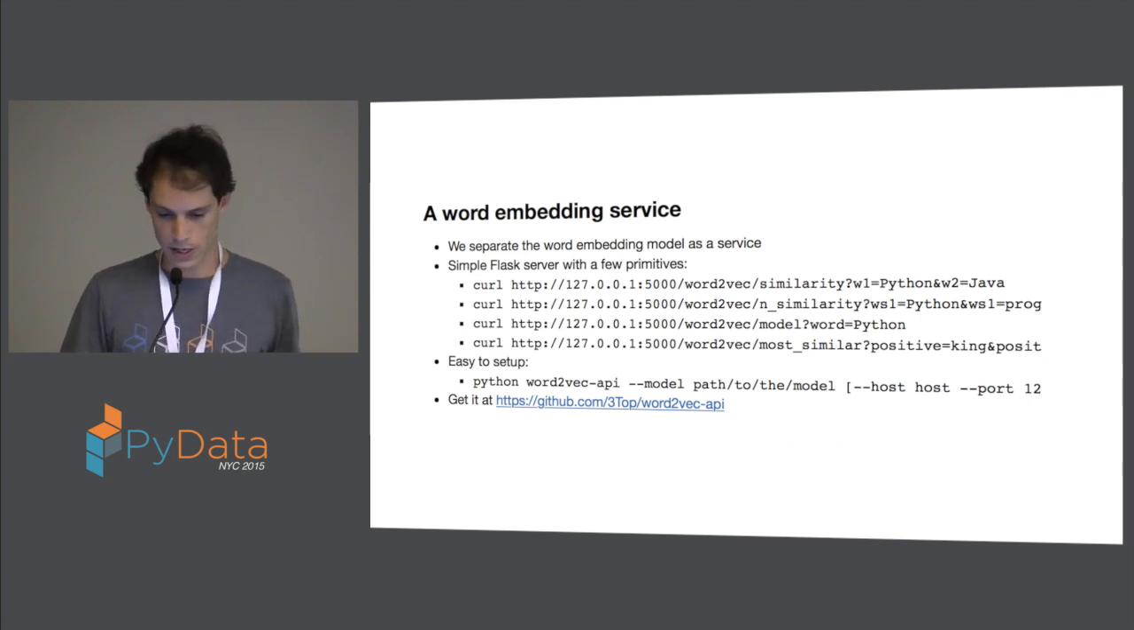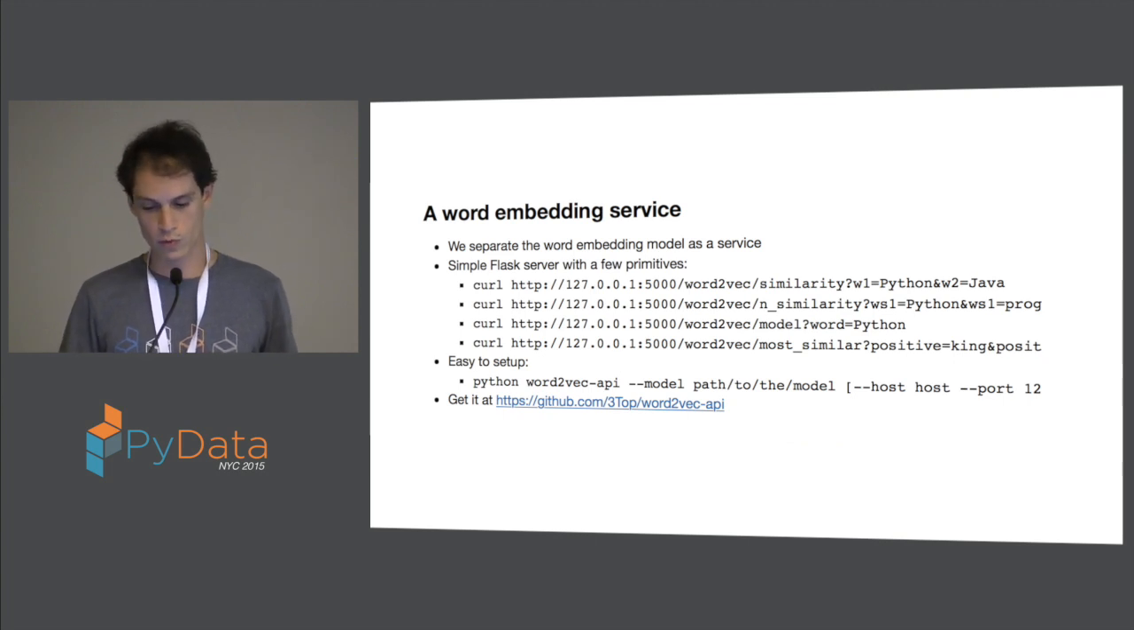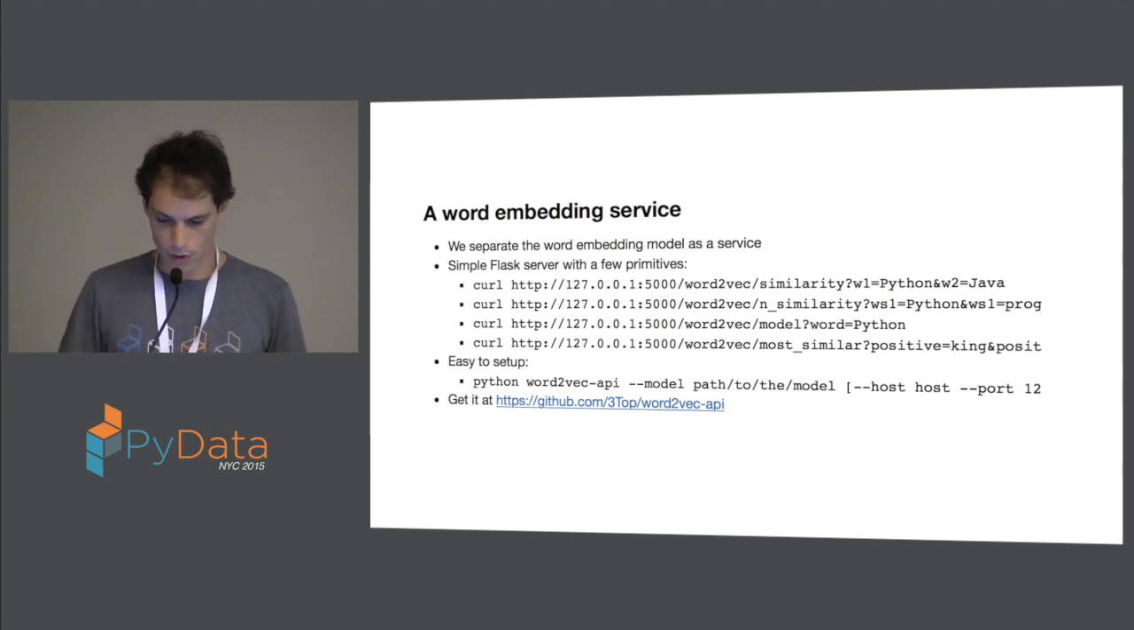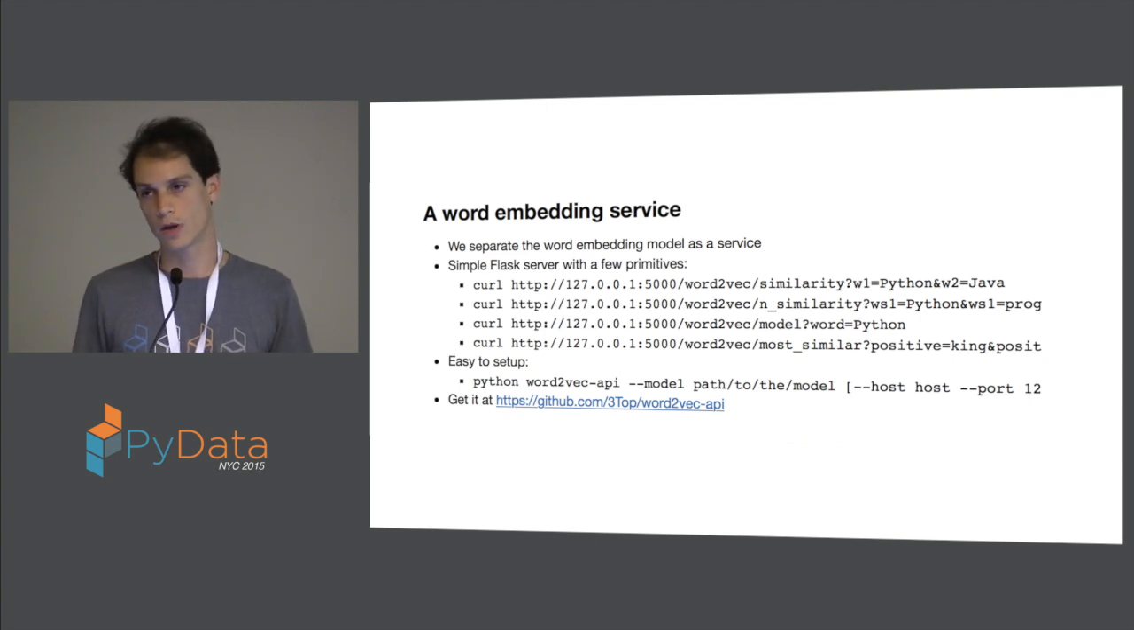So we have different methods there. It's a simple Flask server where you access word2vec similarity between word 1 and word 2, and similarity if you want different words. We have a model keyword that will return the model for a word, and it's easy to set up. You just pass the model as an argument, and then you get a server providing you a word2vec model.